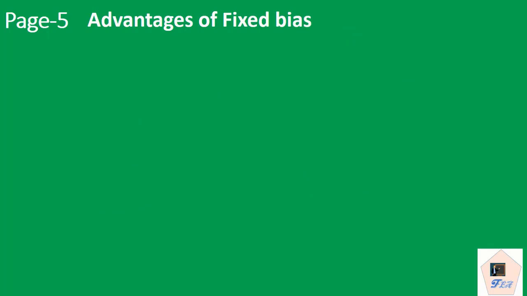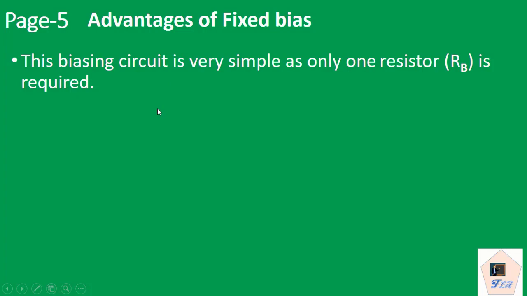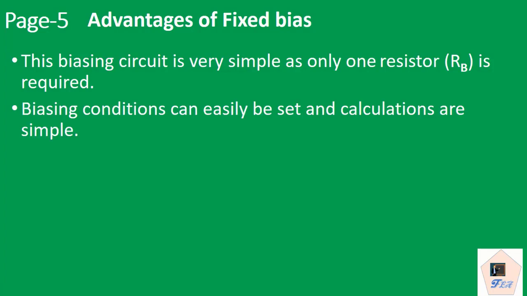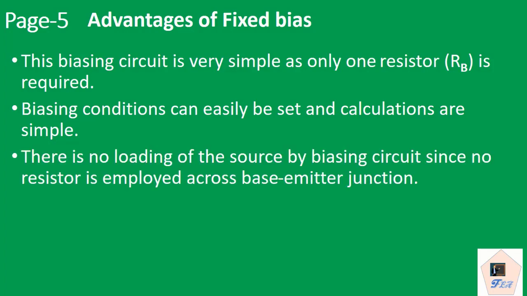Now there are some advantages of the fixed bias method. First of all, this is a very simple biasing circuit. Only one biasing resistor is used, biasing conditions can easily be set, and calculations are very simple. And there is no loading. Loading means the effect of mismatching of the impedance. That loading condition is not there, because in the base emitter junction we are not putting any resistors.